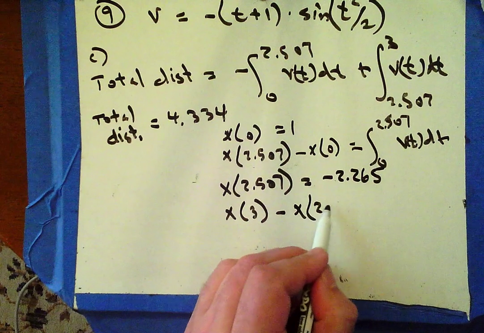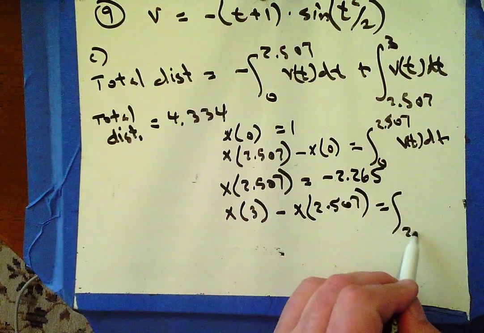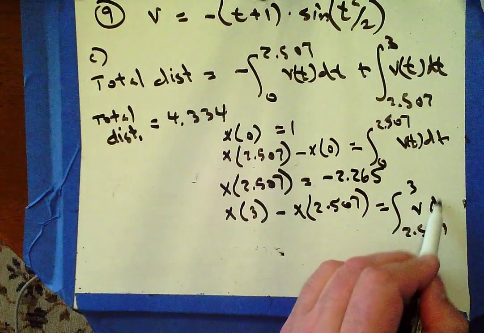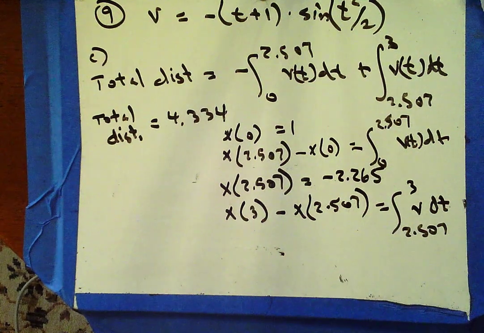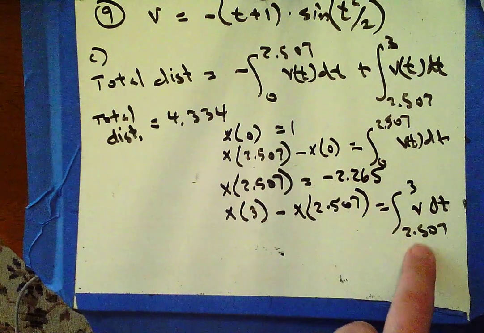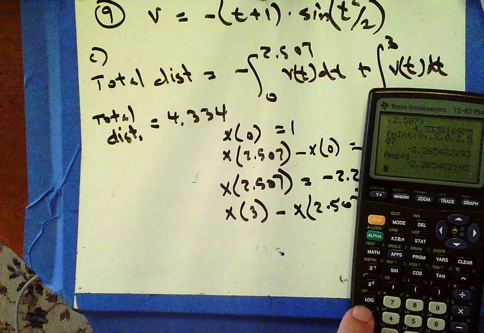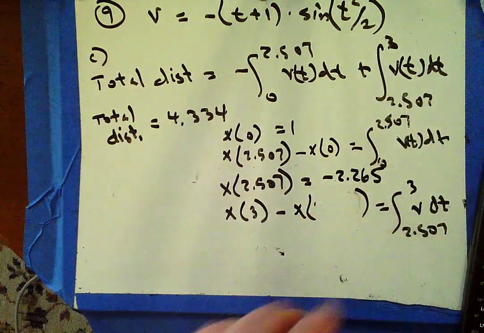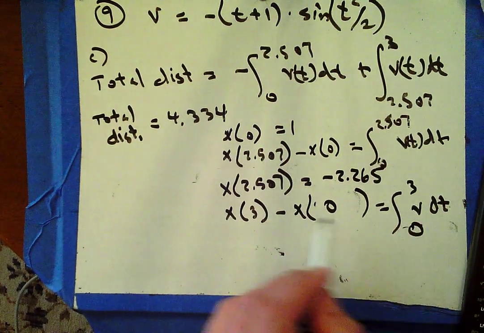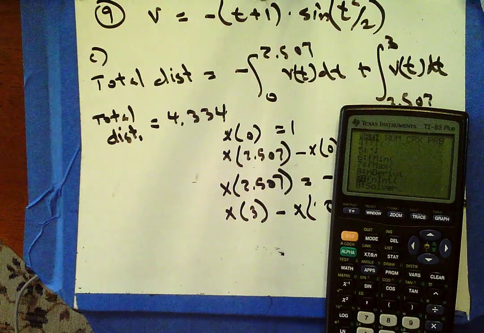And then x of 3 minus x of 2.507 equals the integral from 2.507 to 3 of v of t dt. So I want to do this integral, and I will want to add this number to that integral to find x of 3. Okay, so I guess you could do 0. And that's 1, and we have to add 1 to that integral. So I'll go back and I'll do that.